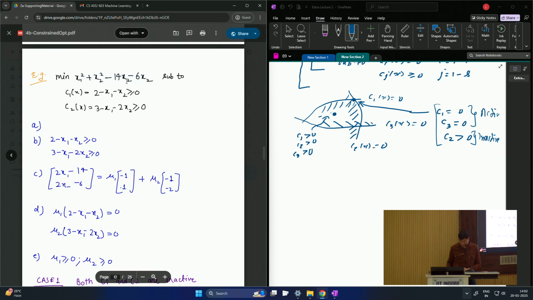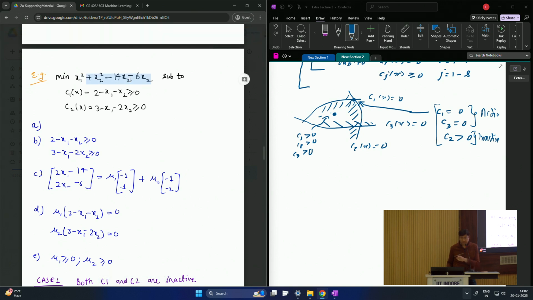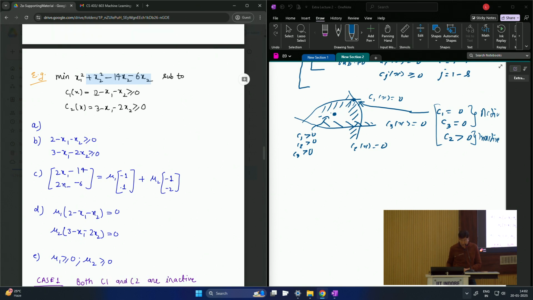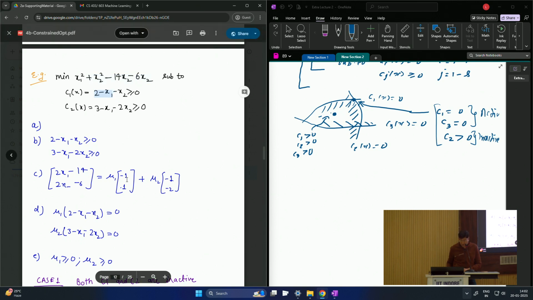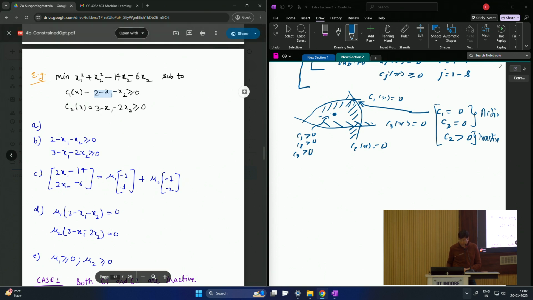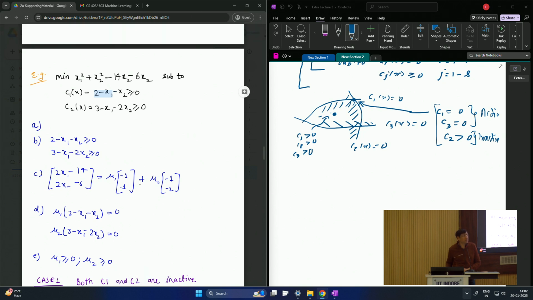I think there is a mistake here. This should be x1. So it's 2x1 minus 14, and this is 2x2 minus 6 with respect to x2. When you differentiate the constraints with respect to x1, you get minus 1 with respect to x2 plus 1, with respect to x1 minus 1, with respect to x2 minus 2, and then you write it down. So this is the C condition.